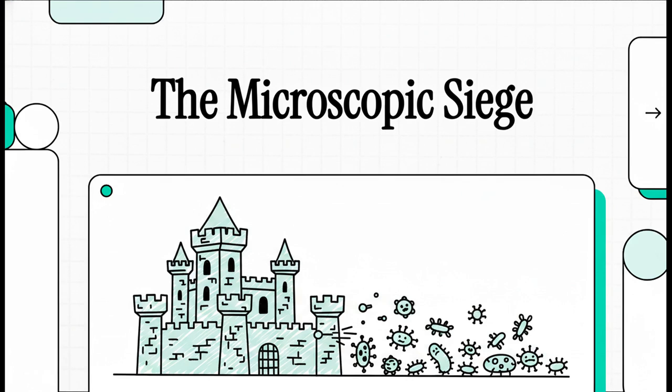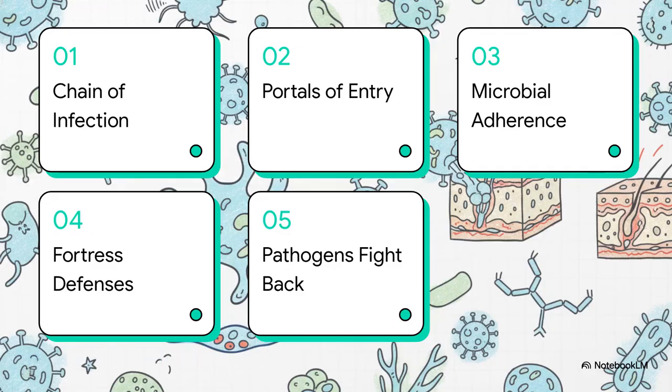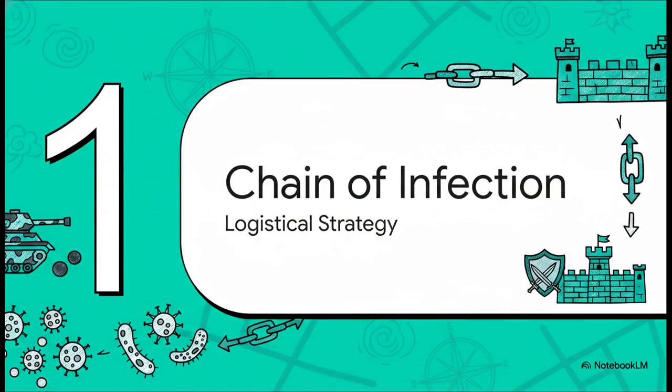All right, let's dive right into this and uncover exactly how these tiny invaders plot their attack, breach our walls, and fight to survive. So, here's the blueprint of the siege we're going to analyze today. First, we'll look at the chain of infection, then finding portals of entry. Third, sticking around, which is microbial adherence. Fourth, the body's fortress defenses. And finally, number 5, how pathogens fight back. Okay, let's kick things off with Section 1, the chain of infection.